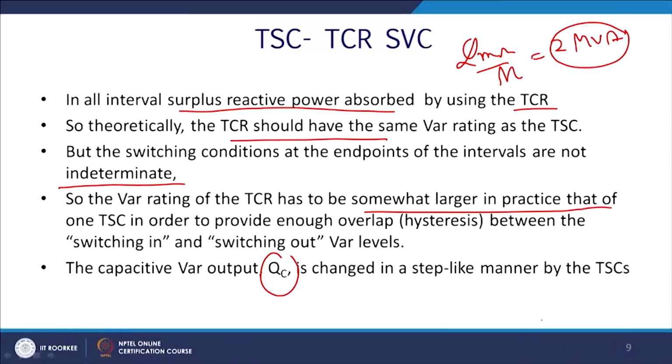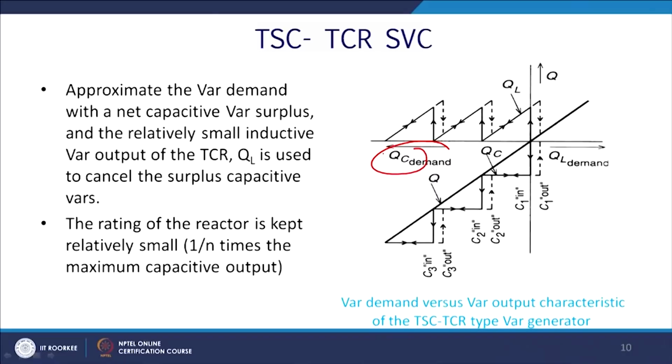The capacitor output var QC is changed in a step-like manner by the TSC, which we have discussed earlier. So, this is the waveform we require to explain. This is the Q demand and this is the L demand. Once you switch on this capacitor, you get this much var. Once you get this much capacitor, you get step-like compensation. Switch it on, you get. So, you can convert into a ramp, ultimately you will have this kind of ramp. But you can operate only at this point, this point, this point, something like that.